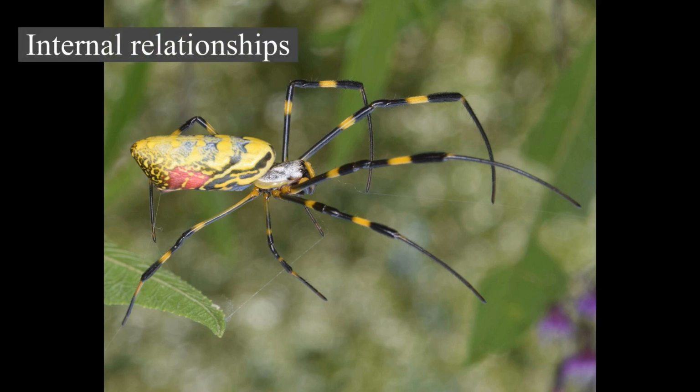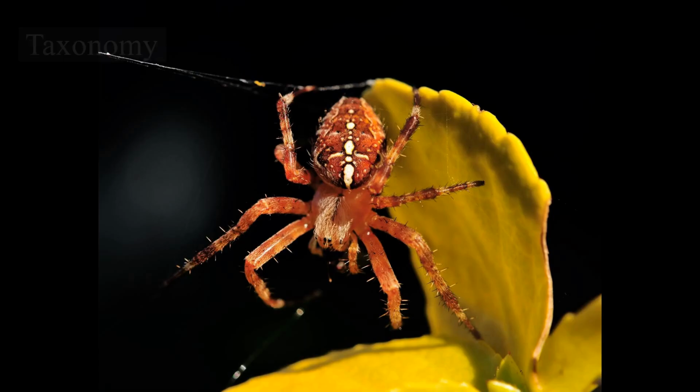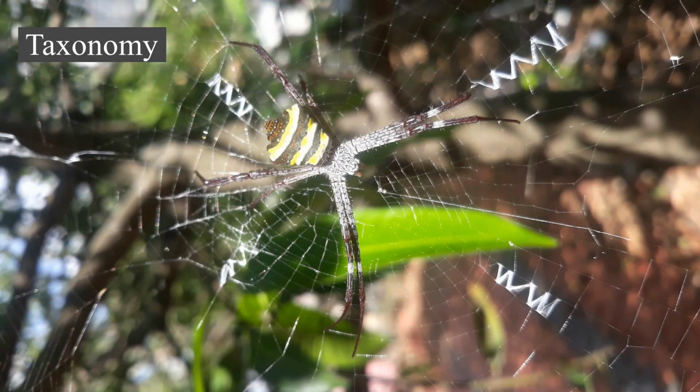Internal relationships. The cladogram shows the relation among spider suborders and families. Taxonomy. The order name Araneae derives from Latin aranea, borrowing ancient Greek arachne from arachnes. Spiders are divided into 2 suborders, Mesothelae and Opisthothelae, of which the latter contains two infraorders, Mygalomorphae and Araneomorphae.